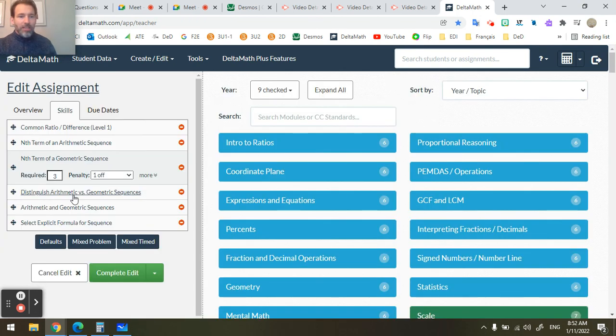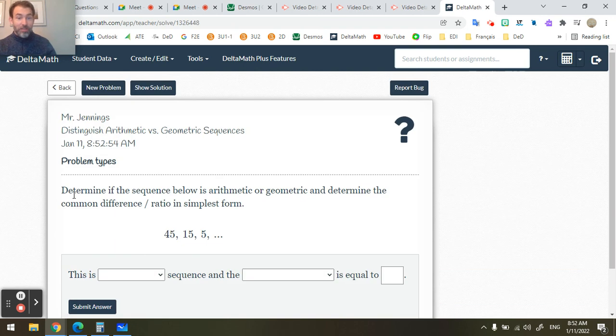All right. Distinguishing arithmetic from geometric sequences. This is harder. Okay? Here they give us a sequence. They don't tell us if it's arithmetic or geometric. But I can look at it and tell you this is geometric because you're dividing by 3 each time. So I'm going to say this is a geometric sequence, and the common ratio is equal to 1 over 3.